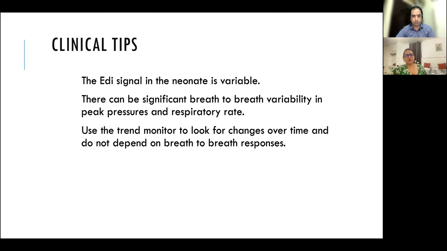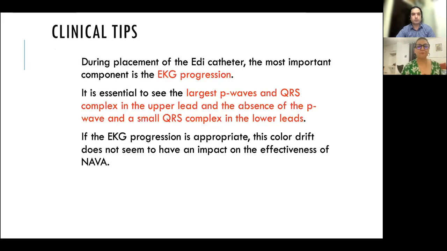So the clinical tips would be, we should know that the EDI signal in the newborn is variable. There can be significant breath-to-breath variability in the peak pressures and the respiratory rate. So you should not just see one thing, but you should see the trend of the monitor over a period of time, not just one breath-to-breath response and change. Don't do that. Give some time.